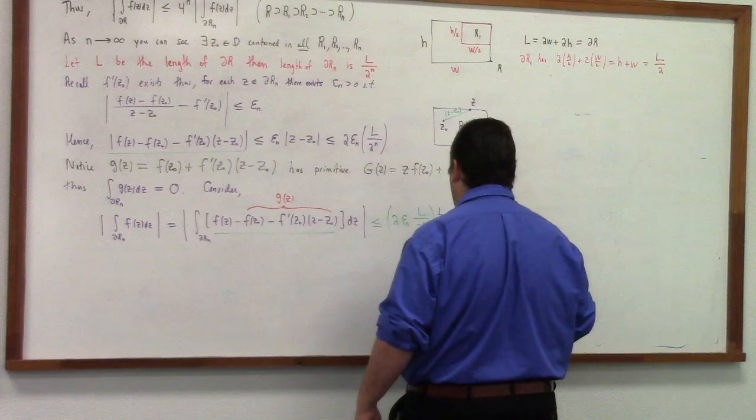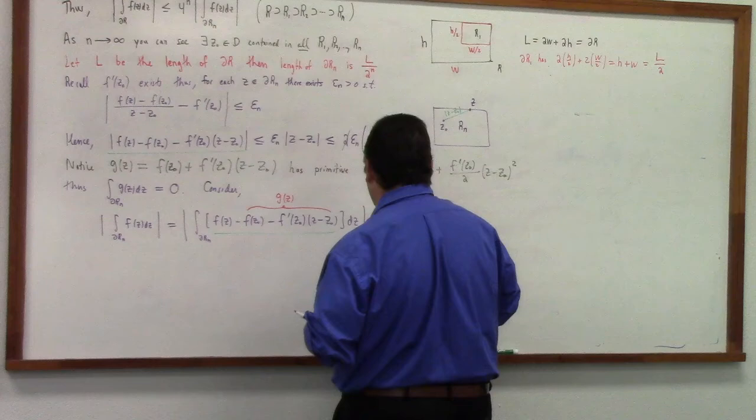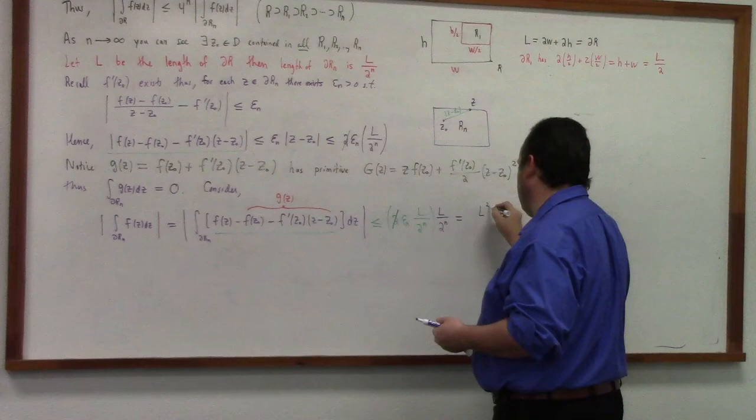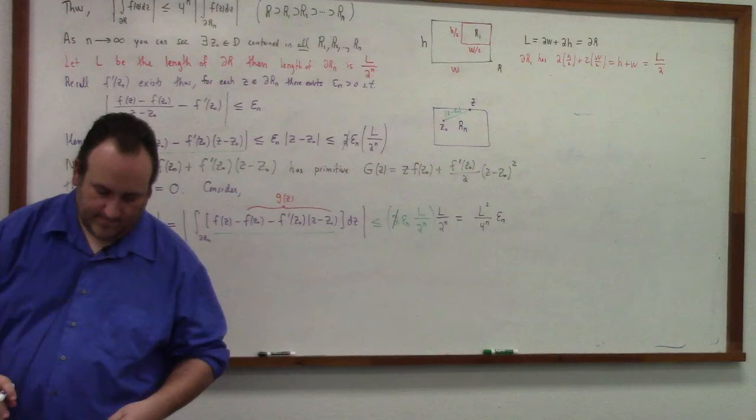And now I'm convinced I didn't need this 2 here. So let me just erase that 2 if you guys don't mind. I'm going to cross it out. I don't know why I put that 2 there. It doesn't need to be there. It's not helpful. It's just a distraction. Let me cross it out. Okay. So L squared over 4 to the n, times epsilon n. You got it?